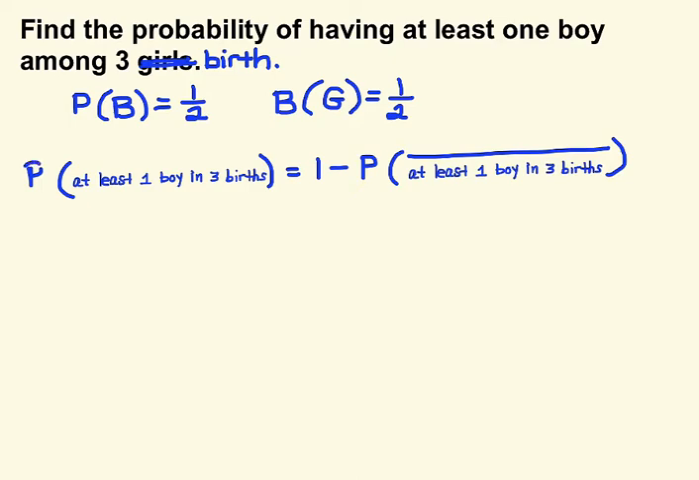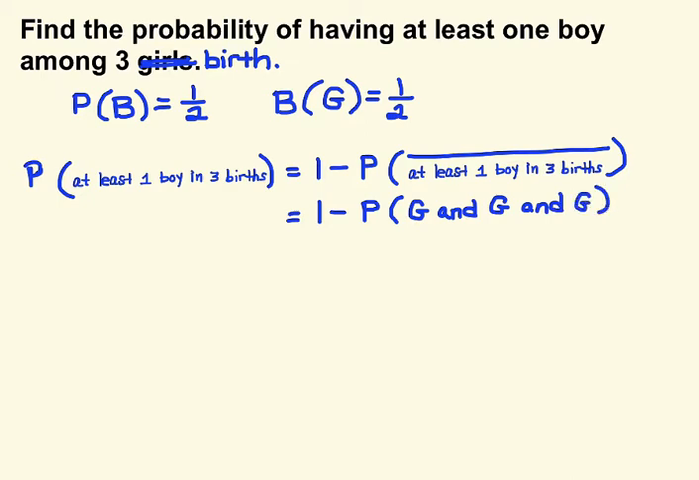Okay, so the probability of at least one boy in 3 births is equal to 1 minus the probability of the complement of at least one boy in 3 births. Well, this becomes 1 minus the probability of the complement, which means not having at least one boy in 3 births, which would be to have 3 girls. That would be a girl, and then a girl, and then another girl. So in 3 births, you'll have a girl 3 times, which means no boys.